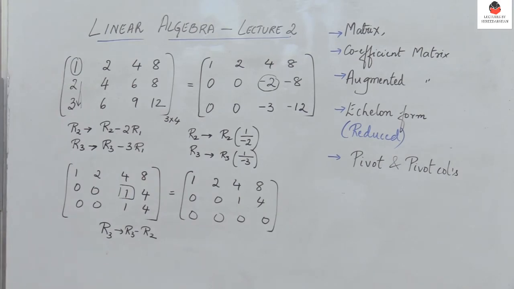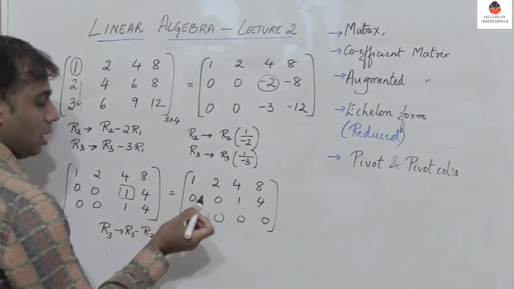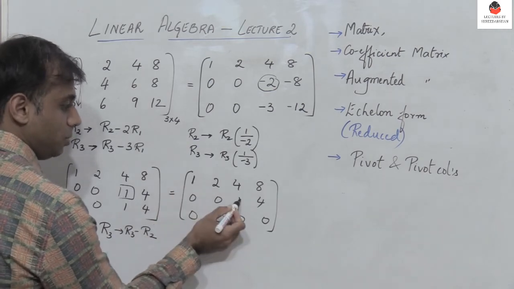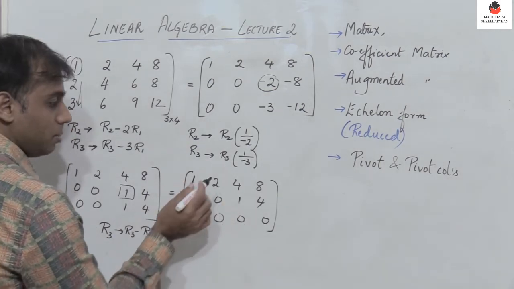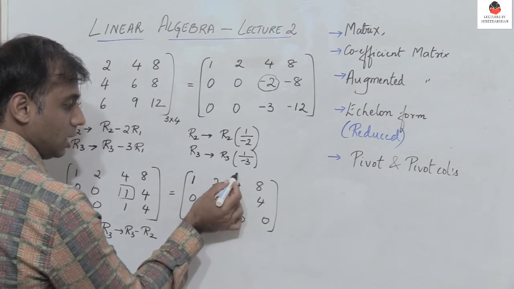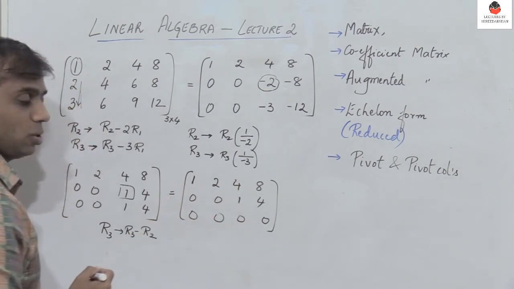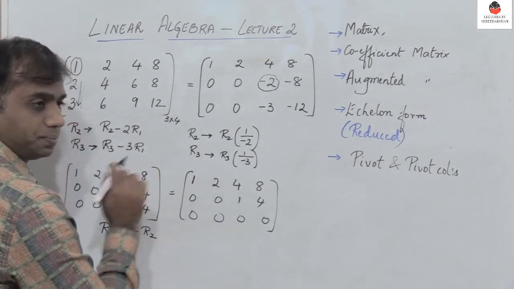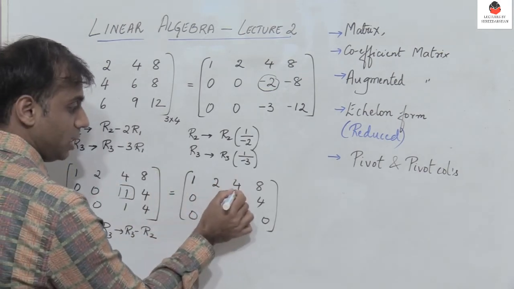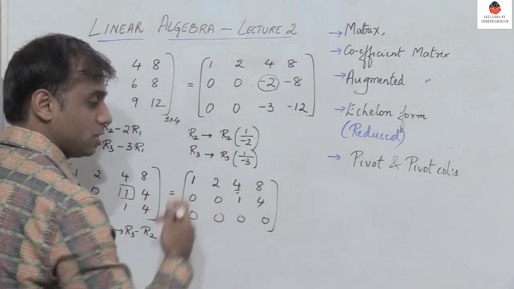Now how do I convert this? How do I get the reduced echelon form? In reduced echelon form, of course the leading entry should be 1. It is already 1, but I find that here in column 3 this should be the only non-zero element. So I need to make this 0. This element has to be made 0 here if I have to get the reduced echelon form.